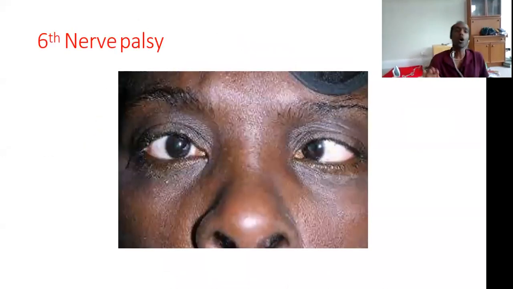Right. We move on to the 6th nerve now. All of you probably would have seen a 6th nerve palsy. This image is nice. It shows you a very obvious 6th nerve palsy where the eyeball is pulled medially. Why is it pulled medially? Because the lateral rectus is no longer working.